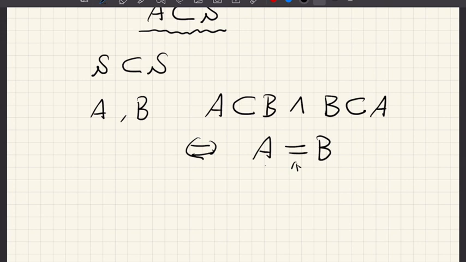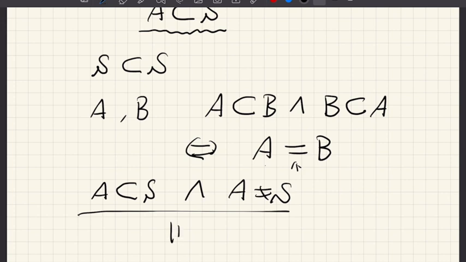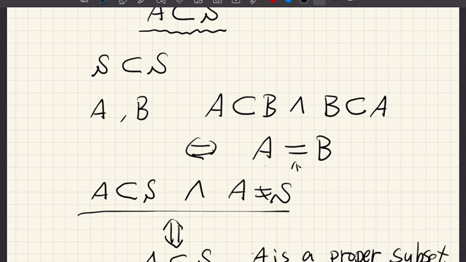Okay, when we want to say A is a proper subset of S, then if A is a subset of S, but A is not equal to S, then we say A is a proper subset of S, so we write like this.